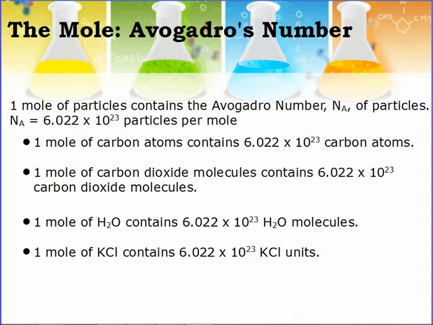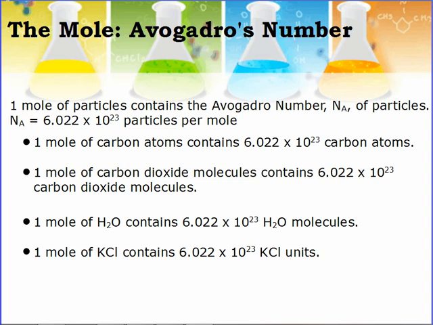Okay. So if 1 mole of anything has exactly 6.022 times 10 to the 23rd particles per mole, let's go through some of the things we will encounter. A mole of carbon atoms contains 6.022 times 10 to the 23rd carbon atoms. That holds true for every single element on the periodic table. 1 mole of lithium is exactly 6.022 times 10 to the 23rd lithium atoms. We are just counting the number of items.